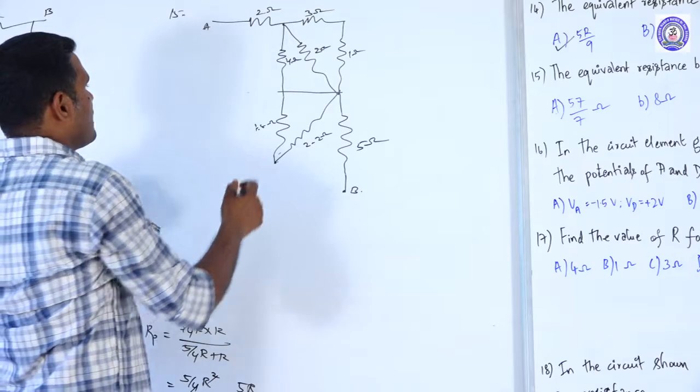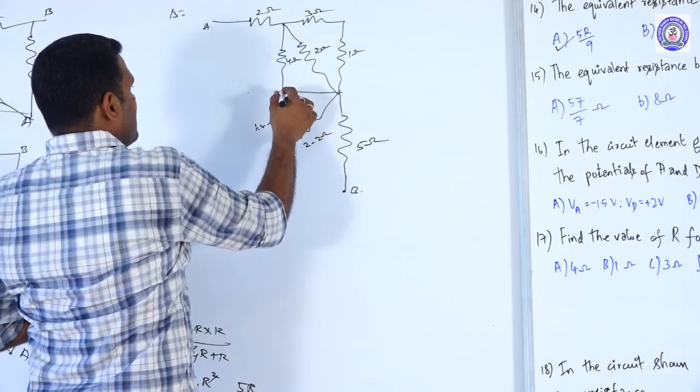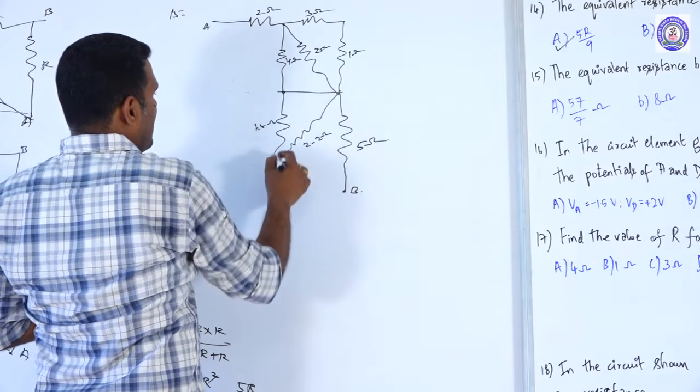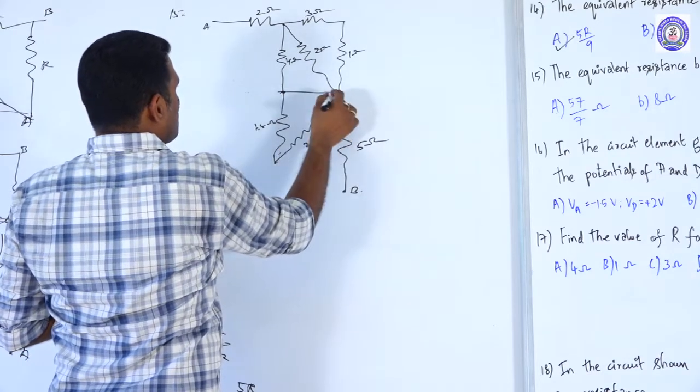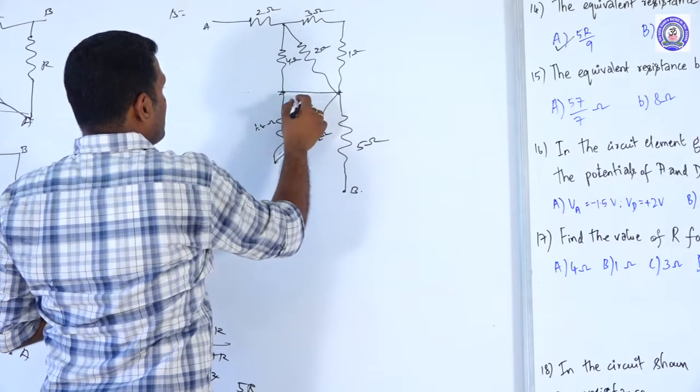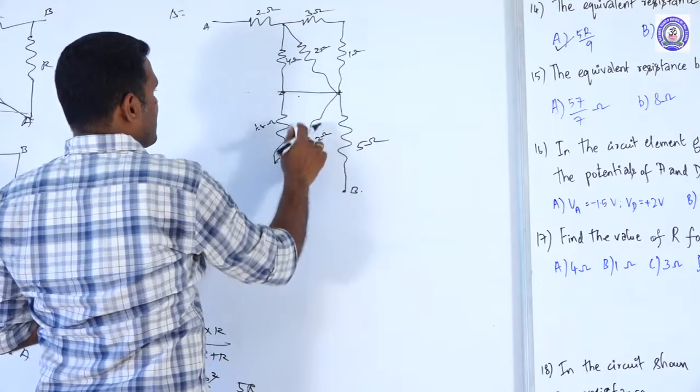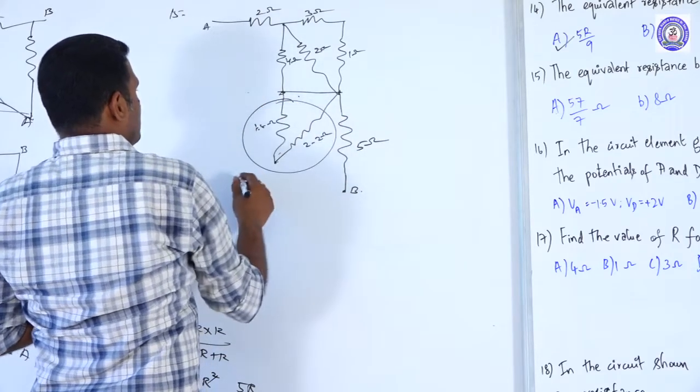Now, if you look at this particular connection, it starts from this point and is connected to the same point. Actually, if you connect these two, these two are at the same potential. If you connect these 2 points, this circuit is said to be short circuited. This path is short circuited.